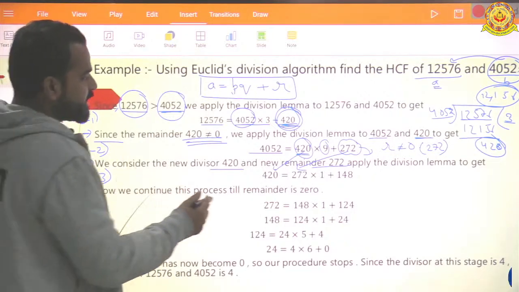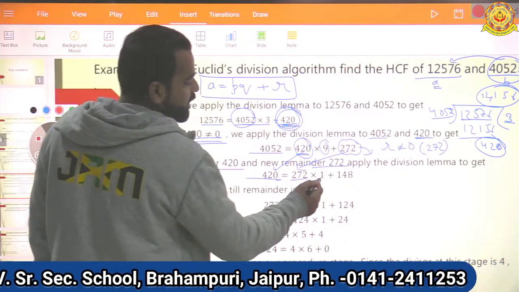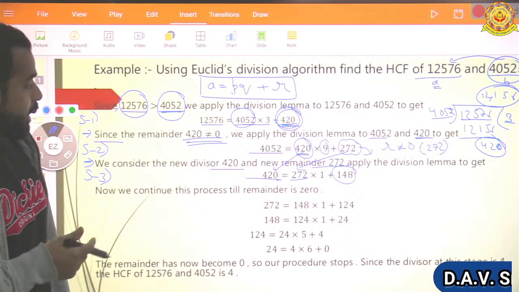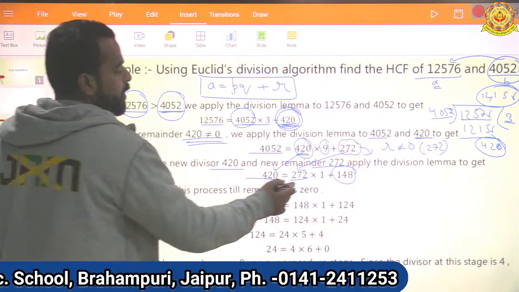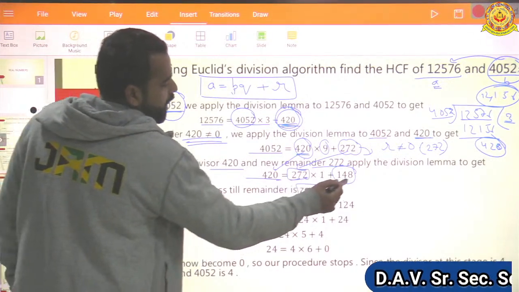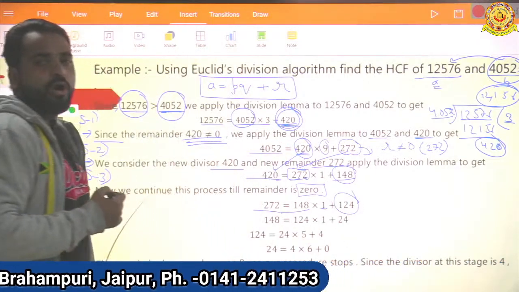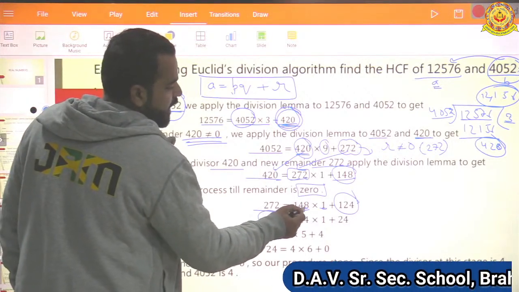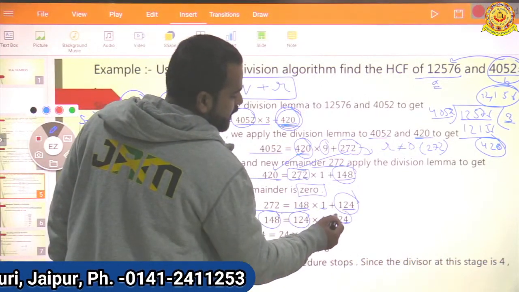Now as we can see, 420 and 272 is divisible by only 1 time. That means the remainder will be left, which is 148. Now we can proceed with this procedure again, and we continue until the remainder becomes 0. So we divide 272 by 148; again it is divisible by 1 time and the remainder obtained is 124. We proceed again, with 148 as the A and the remainder as B. Again it is divisible by 1 time and the remainder will be 24.